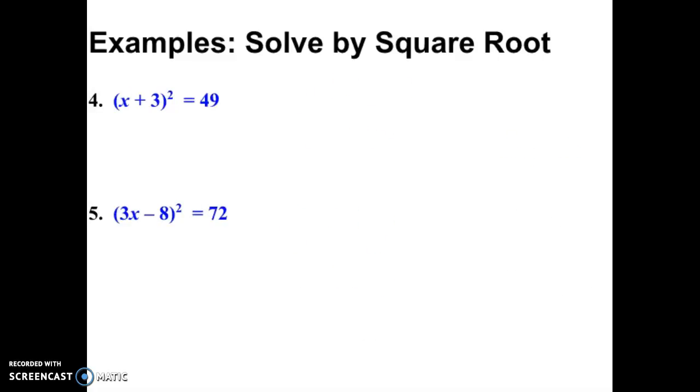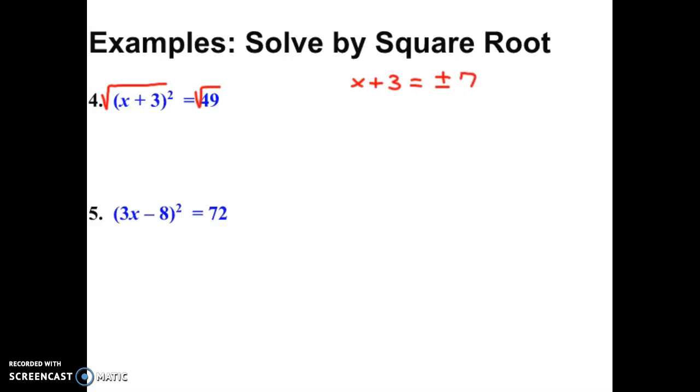My last two examples are a little bit different because you have a whole side that is squared. Especially on number 4, I can't get rid of that plus 3 until I get rid of the squared part. So on number 4, I have to take the square root of both sides first, because I have to get rid of the squared before I can mess with anything. When you do that, you are left with x plus 3 on the left side, because the square disappeared. On the right side, you are left with the plus or minus square root of 49. It's actually a whole number, so you can write it. You get 7.